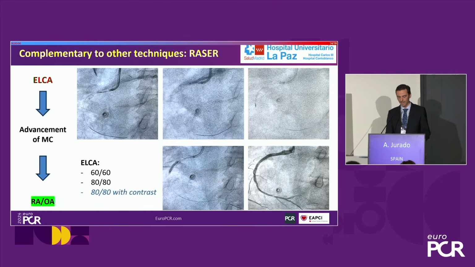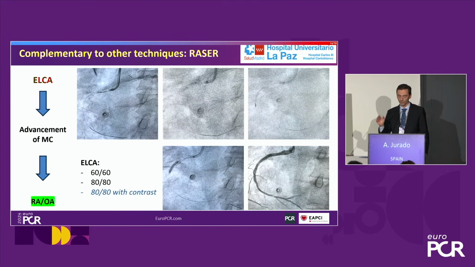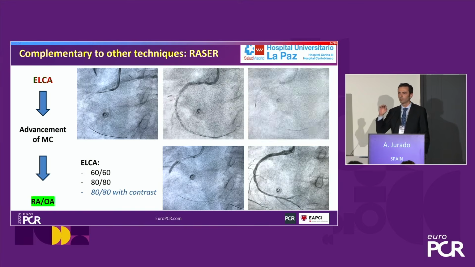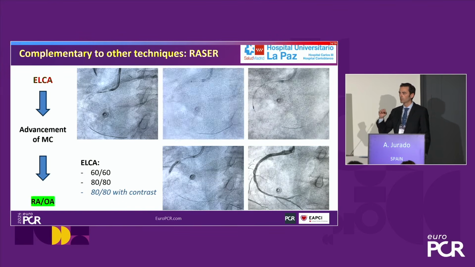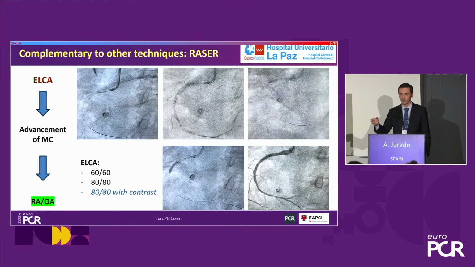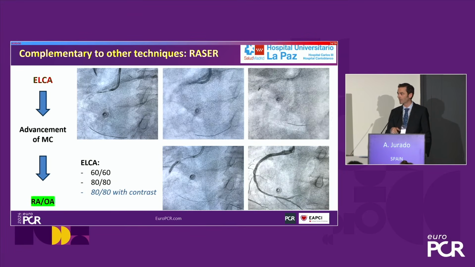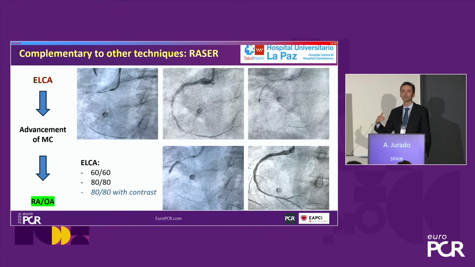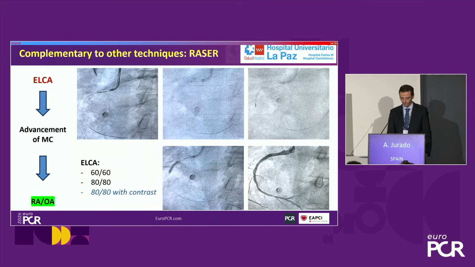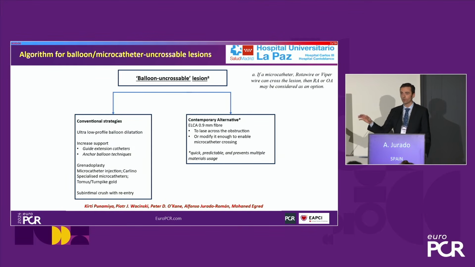In some cases, like this, you have an uncrossable and undilatable CTO lesion. You try to cross a balloon, you cannot. You try to cross a micro, you cannot. So you think you need ROTA, but you need to cross the microcatheter there. So you use laser, in this case with contrast. Afterwards, you can cross a microcatheter, the ROTA wire, do ROTA, and finish the case. So this is our proposal for this kind of lesions, balloon uncrossable lesions.